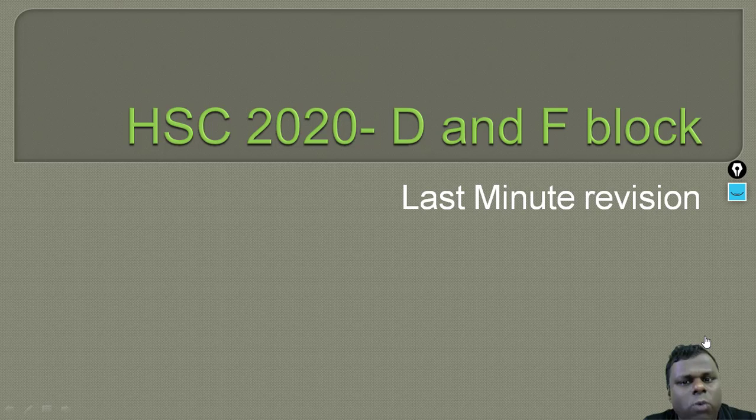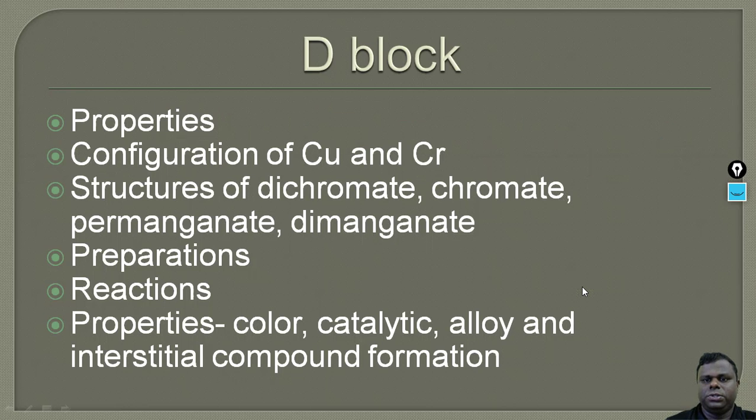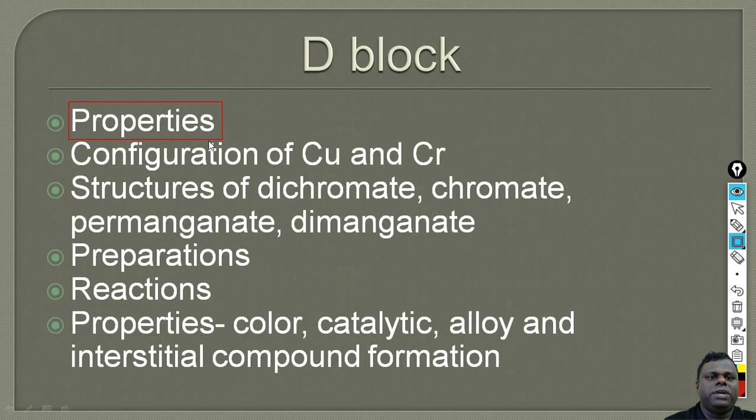Let's have a look at what exactly are the important parts. So let me begin. In the case of D block elements, you should do the properties: which subshell the outermost electron enters, their general electronic configuration, their color. Unpaired electrons are many, so they form very strong metallic bonds. And then the configuration of copper and chromium, the extra stability, the structure of dichromate, chromate, permanganate and manganate. This is something that you should do.